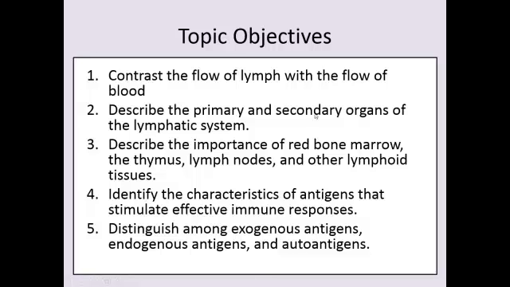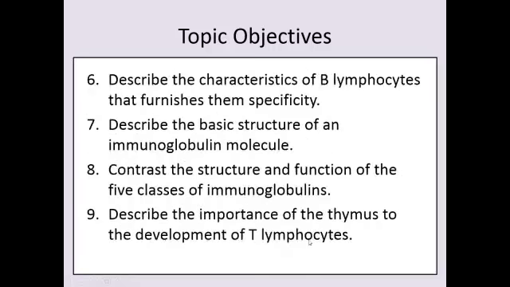Describe the primary and secondary organs of the lymphatic system. Describe the importance of red bone marrow, the thymus, lymph nodes, and other lymphoid tissues. Identify the characteristics of antigens that stimulate effective immune responses. Distinguish among exogenous antigens, endogenous antigens, and autoantigens.